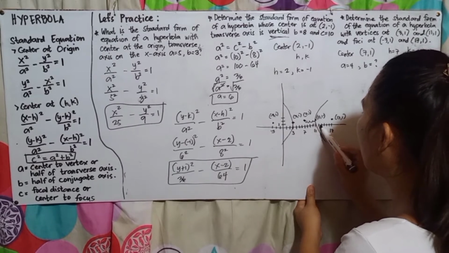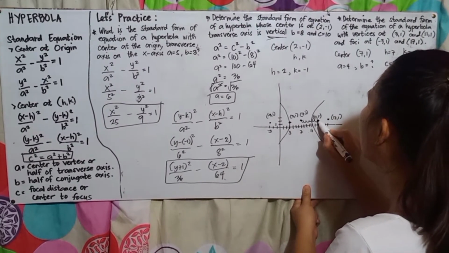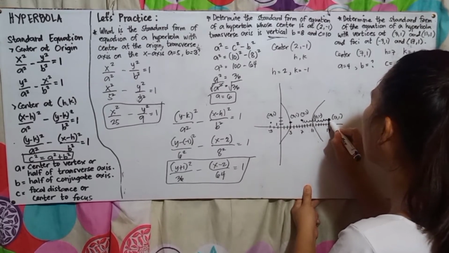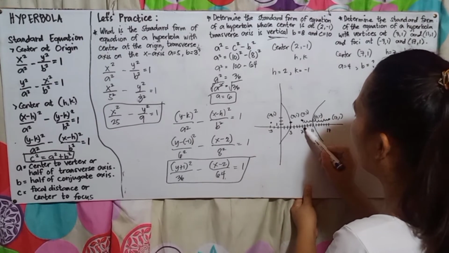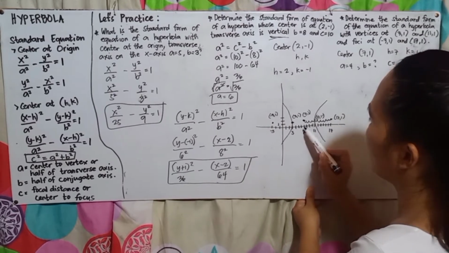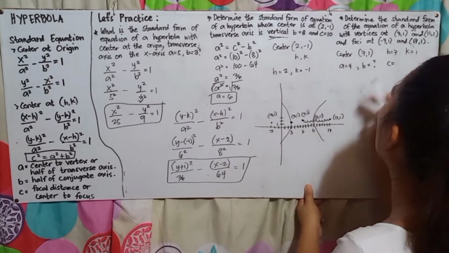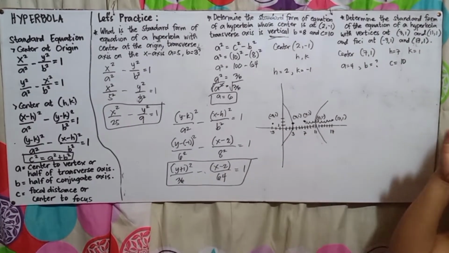Counting from the center to the focus, continuing the count: 5, 6, 7, 8, 9, 10. So, c is 10.